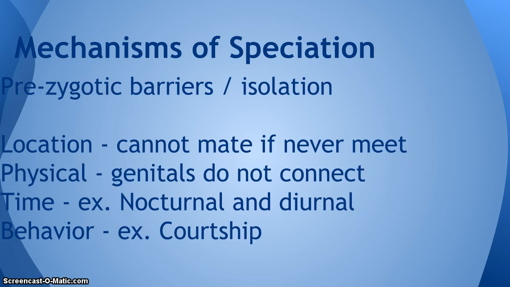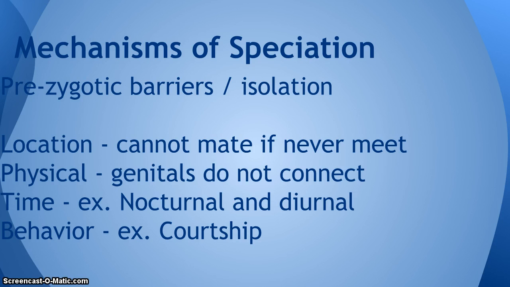So what are mechanisms of speciation? This explains kind of how we get species. There are 2 major types, pre-zygotic, so a zygote. What exactly is that? See if you can recall. A zygote is a baby, so before the baby is formed, we have isolation. So in terms of location, they cannot mate if they never meet. An example would be something that lives in North America and South America. They don't mate because they never meet.